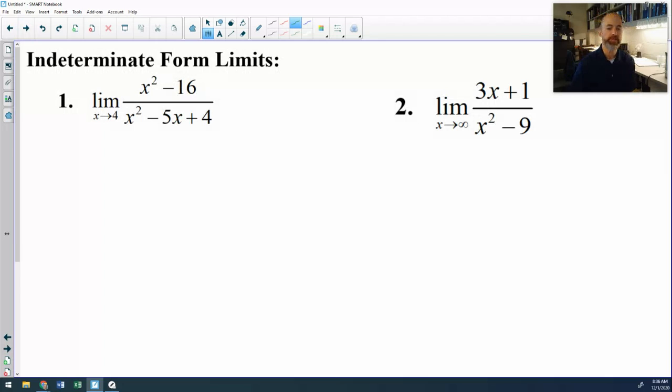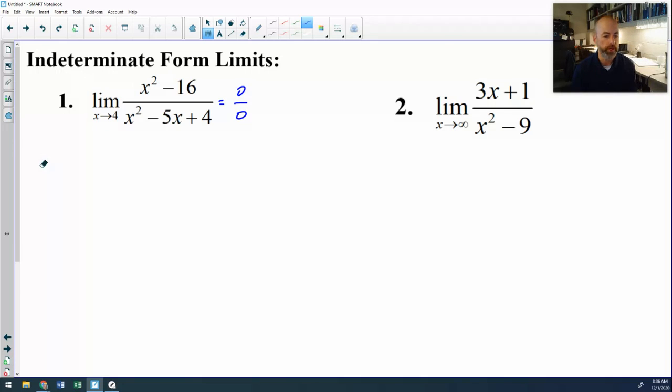Let me refresh you on how we used to solve some limits in the past. I've always suggested that you plug in your value of x first. So 4 squared minus 16 is 0. And if I plug in 4 down here, 16 minus 20 plus 4 is also 0. In the past, I told you that 0 divided by 0 just means do more work.